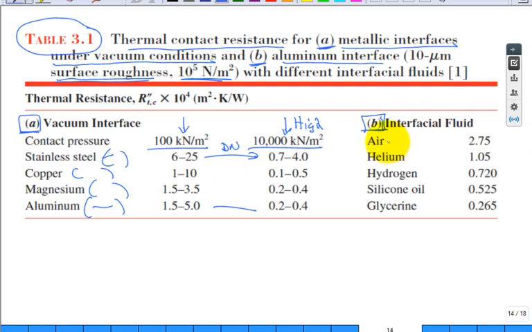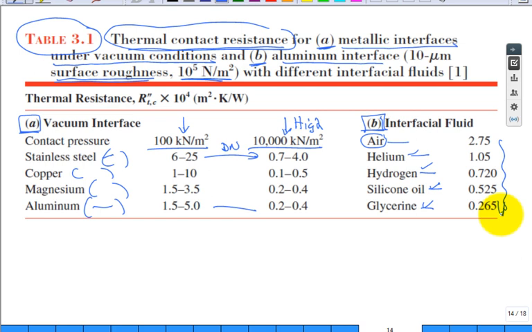And they say, look, if you have air, helium, hydrogen, silicon oil, or glycerin, which one gives you a high thermal resistance? Remember, this is a contact thermal resistance. Air, it's a poor conductor. Hydrogen, helium, remember those? Monatomic ideal gases, high conductivity, better. But then if you put in some liquids, oil, they often have better conductivity. And there you go. So you can see the trend there.